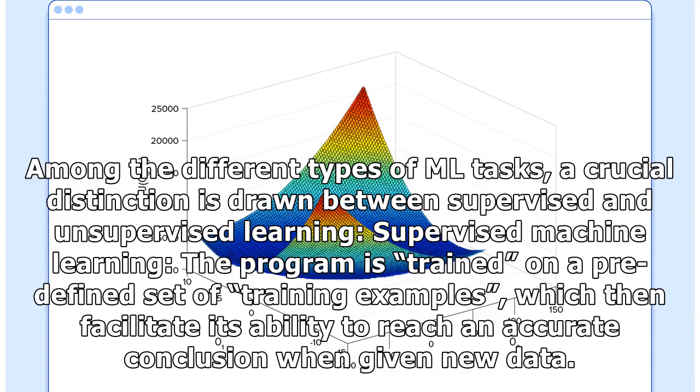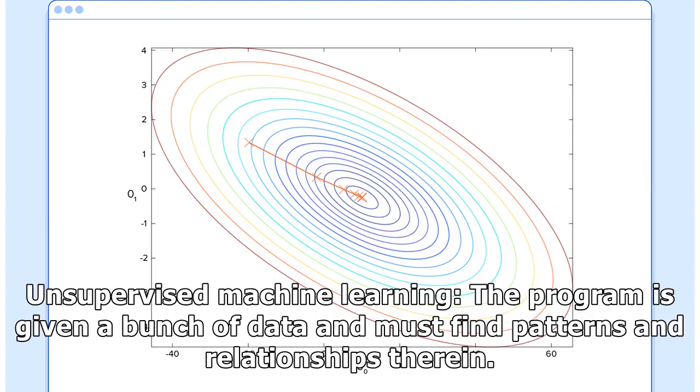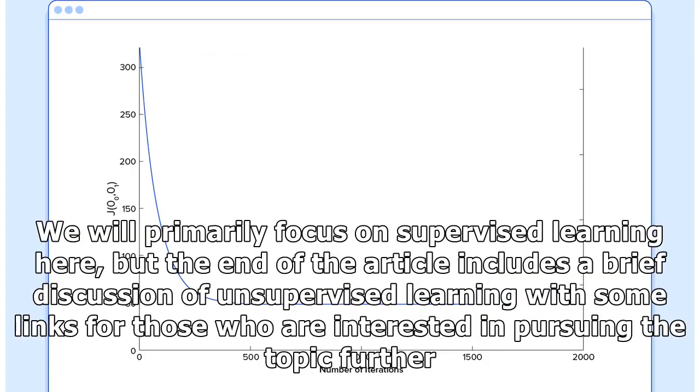Among the different types of ML tasks, a crucial distinction is drawn between supervised and unsupervised learning. In supervised machine learning, the program is trained on a predefined set of training examples, which then facilitate its ability to reach an accurate conclusion when given new data. In unsupervised machine learning, the program is given a bunch of data and must find patterns and relationships therein. We will primarily focus on supervised learning here, but the end of the article includes a brief discussion of unsupervised learning with some links for those who are interested in pursuing the topic further.